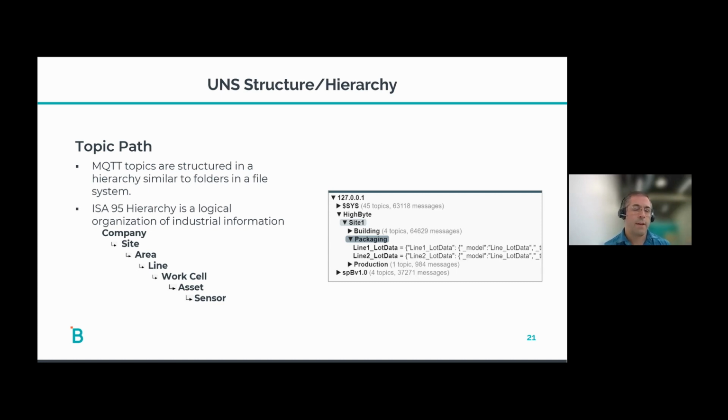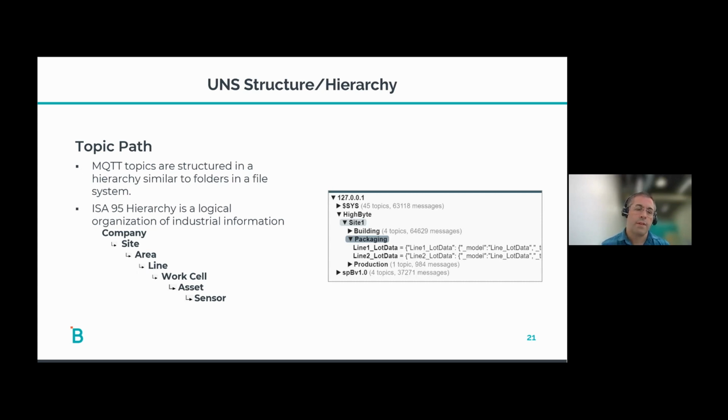So in ISA 95, they define the hierarchy of data as the company, and then a site, and then area, line, and work cell. Now we always push it a little bit deeper into asset and sensor, because you may want to actually capture data at any level there.